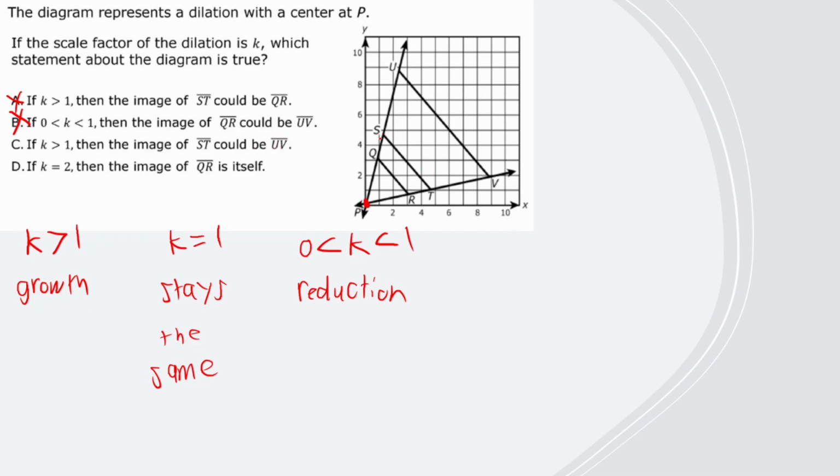Next up, if K is greater than 1, then the image of ST could be UV. So if we look, K is greater than 1, that means it's a growth, right? So is UV bigger than ST? Answer is yes. If we look at UV, that's a longer line than it is ST. So there we go. We think we found our answer, but let's just double check.